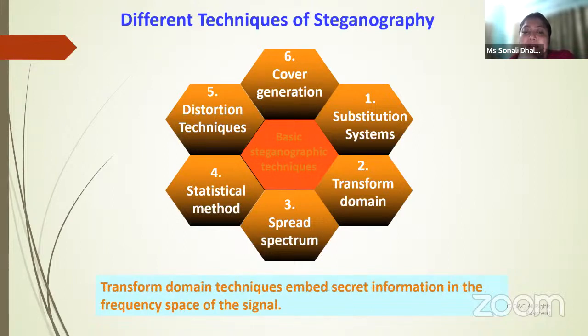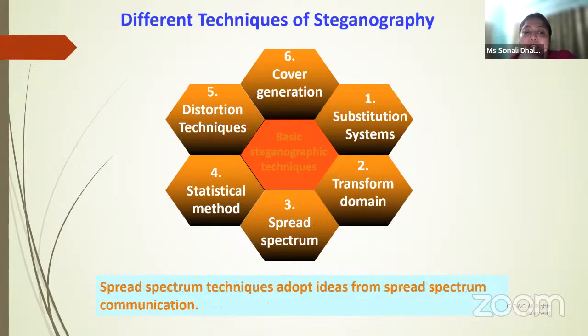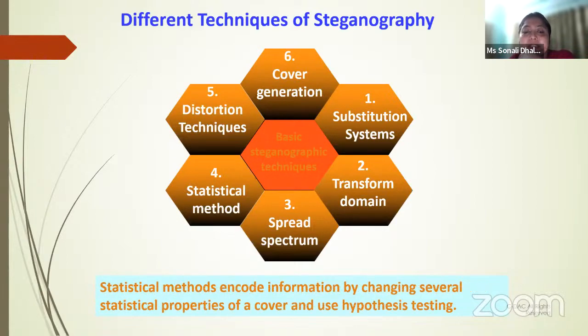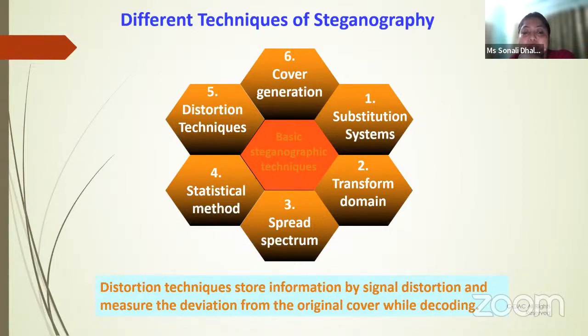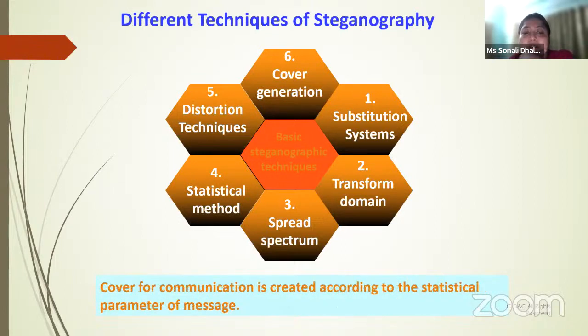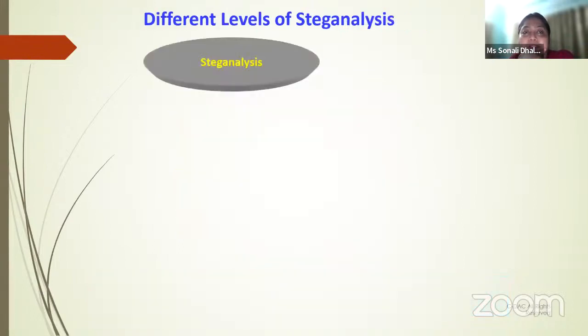Transform domain techniques embed secret information in the frequency space of the signal. Spread spectrum techniques adopt ideas from spread spectrum communication. Statistical methods encode information by changing several statistical properties of a cover and use hypothesis testing. Distortion techniques store information by signal distortion and measure the deviation from the original cover while decoding. Cover for communication is created according to the statistical parameters of the message.